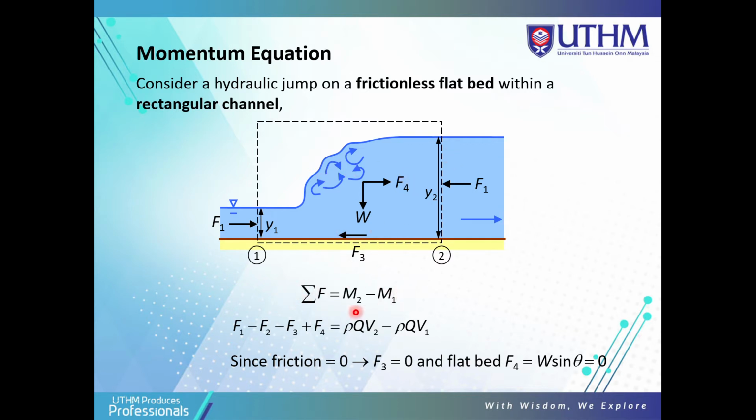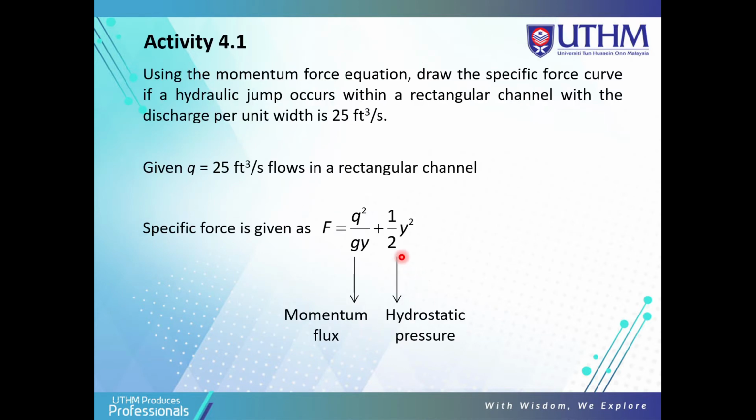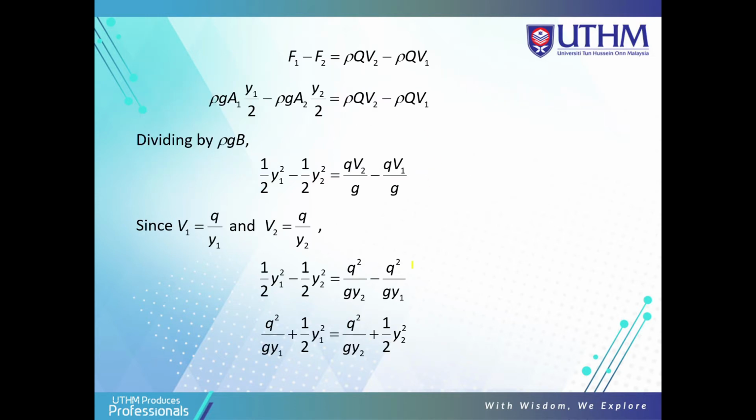So this is the momentum equation. From the momentum equation, we divide by rho g b, and we get this equation, until we get the equation for the hydraulic jump here. No need to worry, because this is the theory of how we get the hydraulic jump from the momentum.